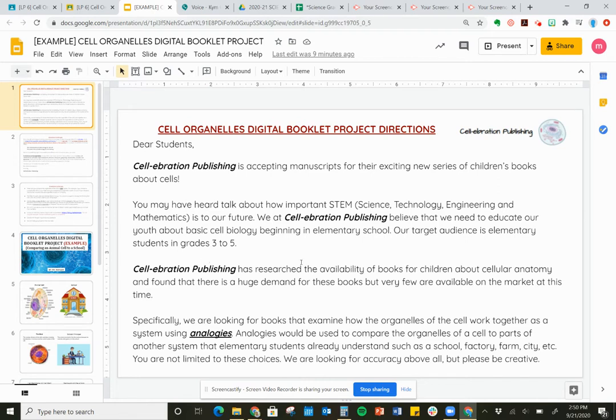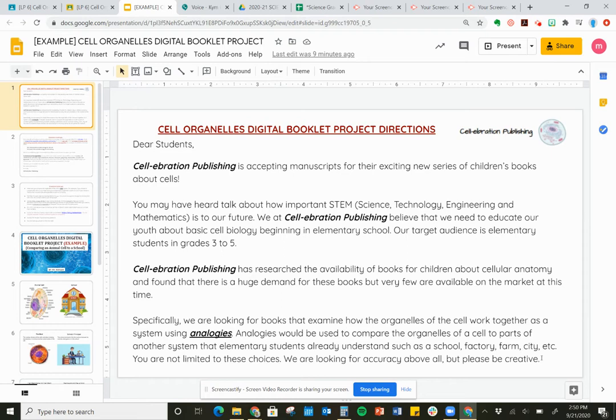Celebration Publishing has researched the availability of books for children about cellular anatomy and found that there is a huge demand for these books, but very few are available on the market at this time. Specifically, we are looking for books that examine how the organelles of the cell work together as a system using analogies. Analogies would be used to compare the organelles of a cell to parts of another system that elementary students already understand, such as a school, factory, farm, city.